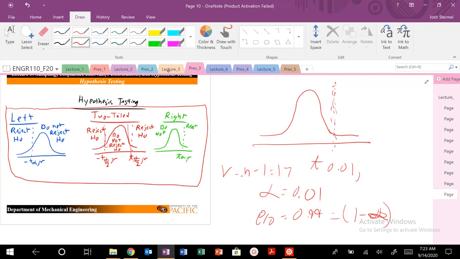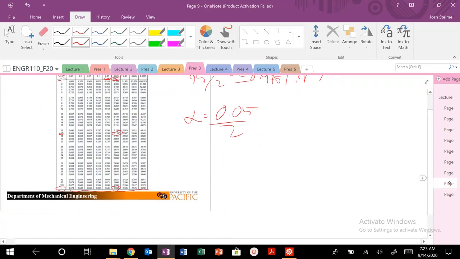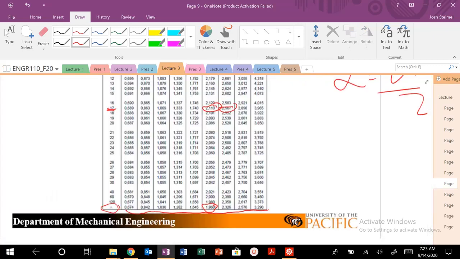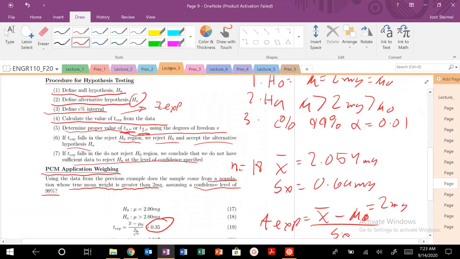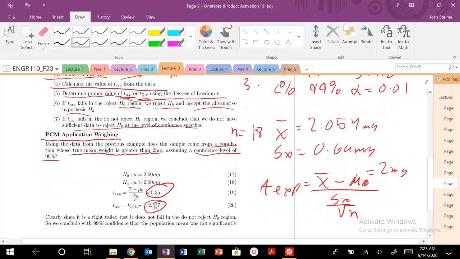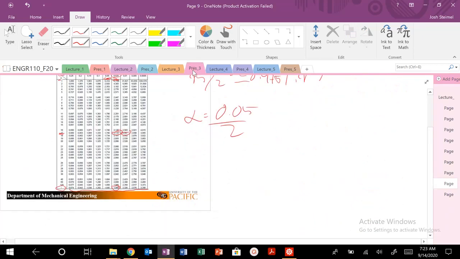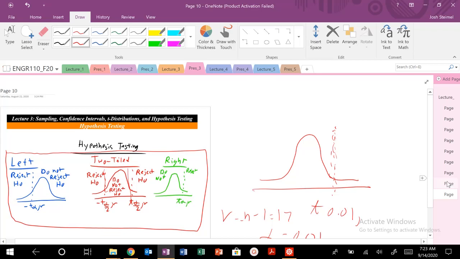Let's look at our T table right here. 0.01, 17, 2.576. So my T alpha is going to be 2.576, as we see here. If I look back at my presentation, this value is 2.576 right here. So this is my reject region: reject H naught. Do not reject, do not reject H naught.